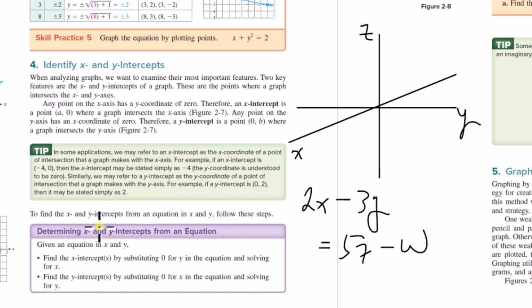Okay, so here they outline what we just talked about for determining the x and y intercepts in a Cartesian plane, but you could extend this to any Cartesian coordinate system in any number of dimensions. Just note that the idea of an intercept is where you set everything else equal to 0 and solve for the remaining variable.